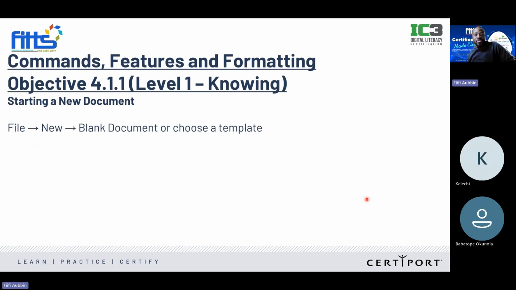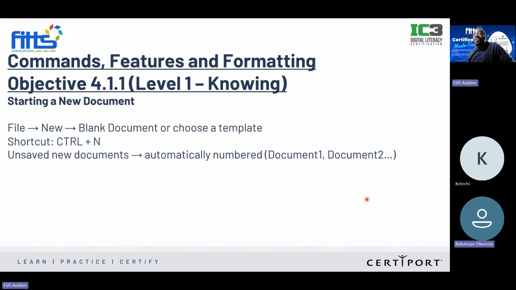Then how do we start a new document? This we know. You click on File, you click on New, then you click on Blank Document, or you choose a template. And what's the shortcut? Control N to create a new Word document. A new document is automatically numbered Document 1, Document 2.